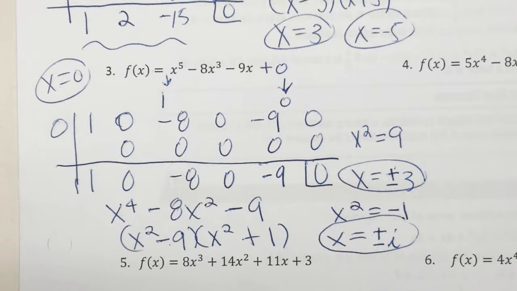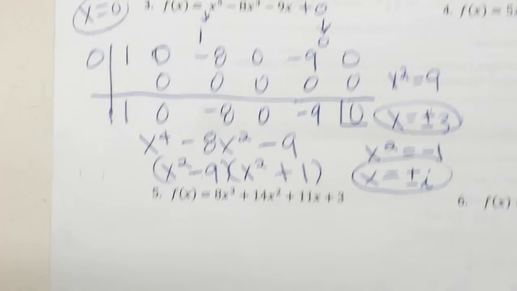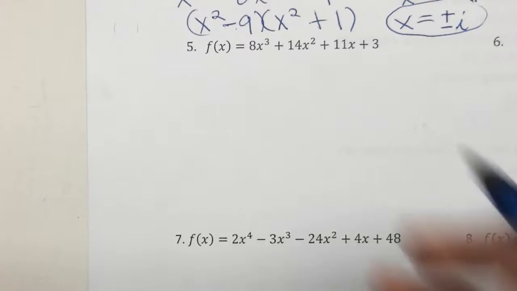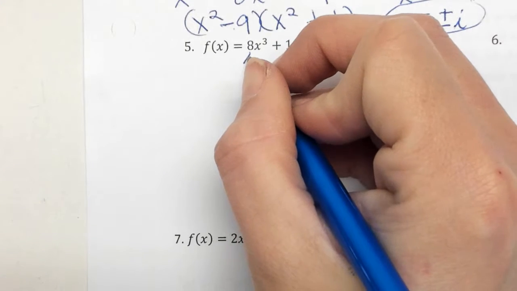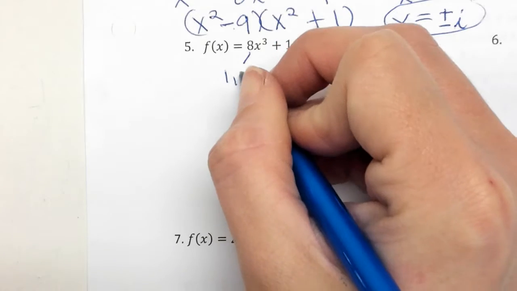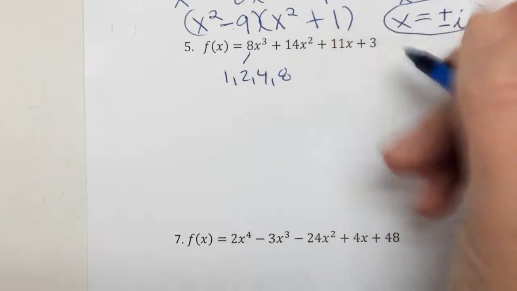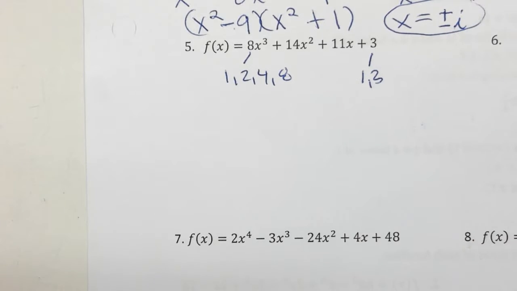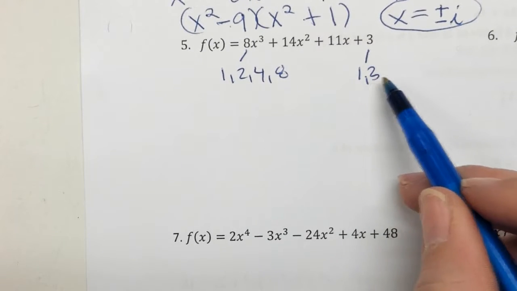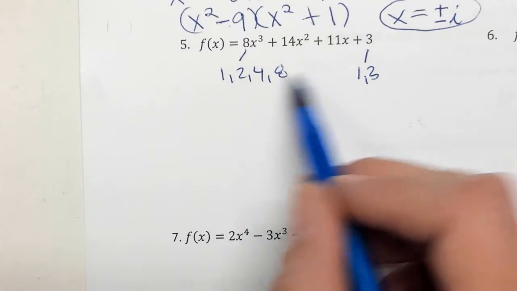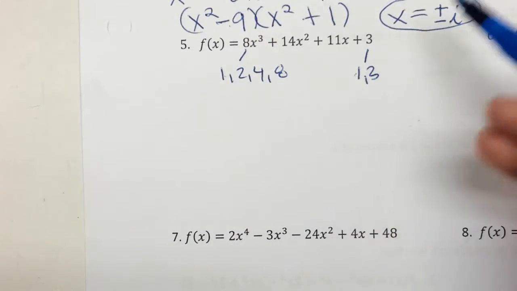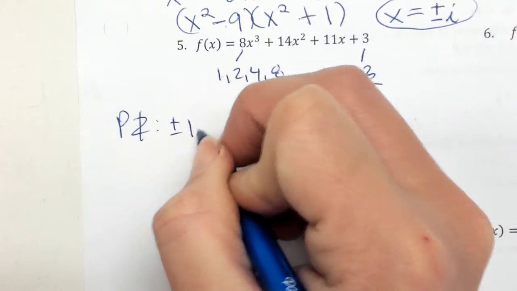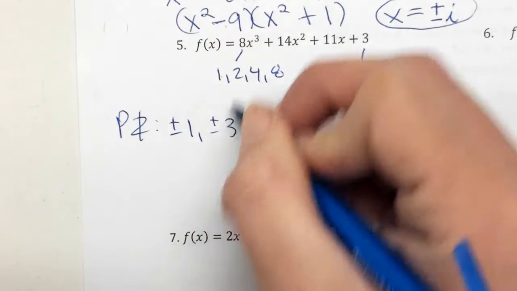Alright. Let's move to number 5. What are my factors of this first number right here? Start with the smallest ones. Go ahead. And factors of 3. Good. So we're going to list all of these over all of these. Let's start with 1. What's 1 over 1? Just 1, right? And then we'll have 3 over 1, which is just 3.